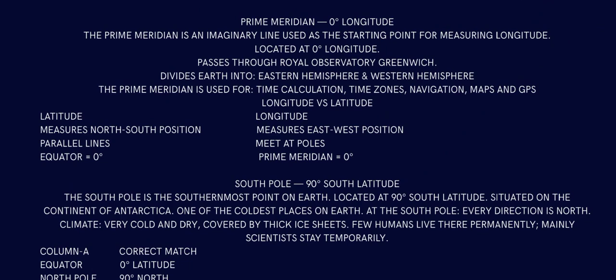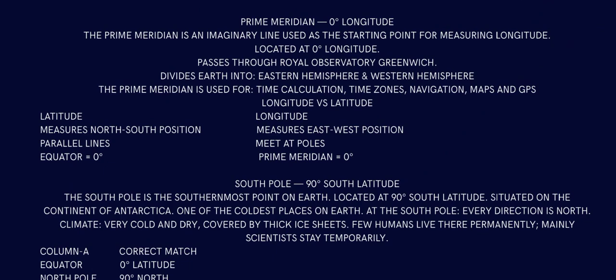Now let's talk about the South Pole. The South Pole is 90 degrees south latitude, exactly as the north. The South Pole is the southernmost point on Earth, located at 90 degrees south latitude, situated on the continent of Antarctica, like I already talked about. One of the coldest places on Earth. At the South Pole, every direction is north. Likewise, at the North Pole, every direction is south.